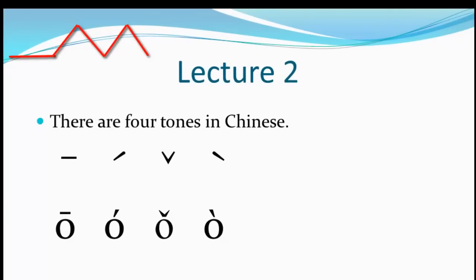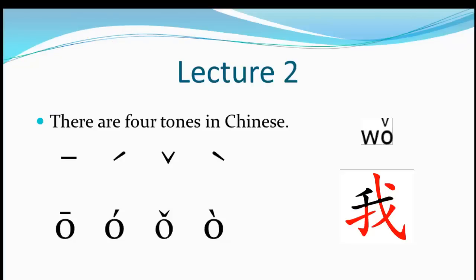Here, I will show you an example. The letter O in pinyin reads O. The first tone is O, so we go straight forward, horizontal, O. Then we climb up, O. Now we cross over the valley, O. Finally, we go down the hill, O.